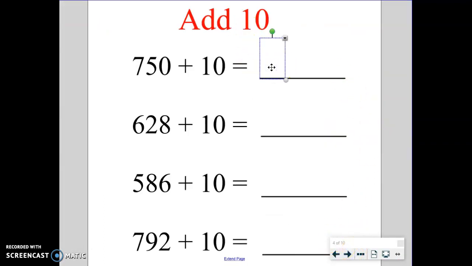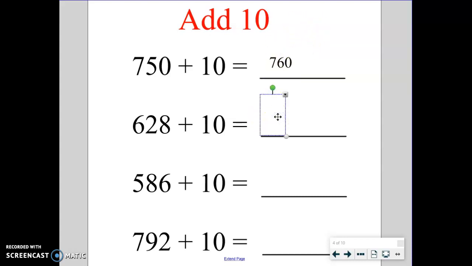On this page, we have to try adding mentally. So if I have 750 and in my head I have to add 10 more, I want to think, ooh, I have 700. I have 5 tens, but if I get one more 10 instead of 5 tens, I'm going to have 6 tens and no more ones.